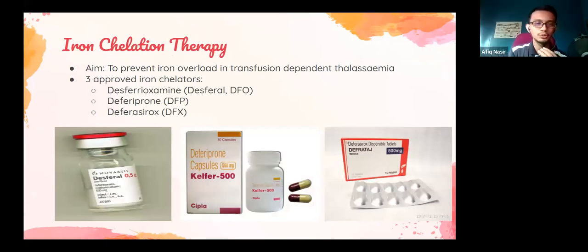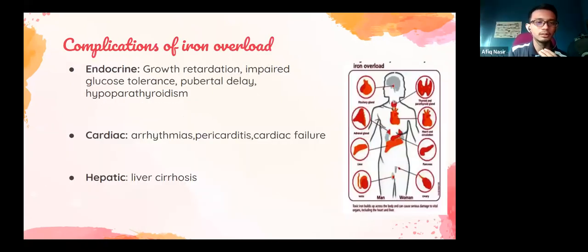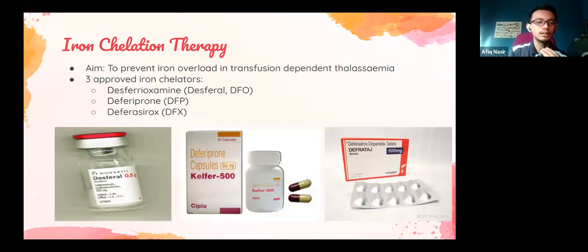To prevent the iron overload complications, the patient must do iron chelation therapy with blood transfusion. There are 3 approved iron chelators based on the Malaysian Pediatrics Protocol. Firstly, there is Desferol, also known as desferrioxamine, then deferiprone, and deferasirox.